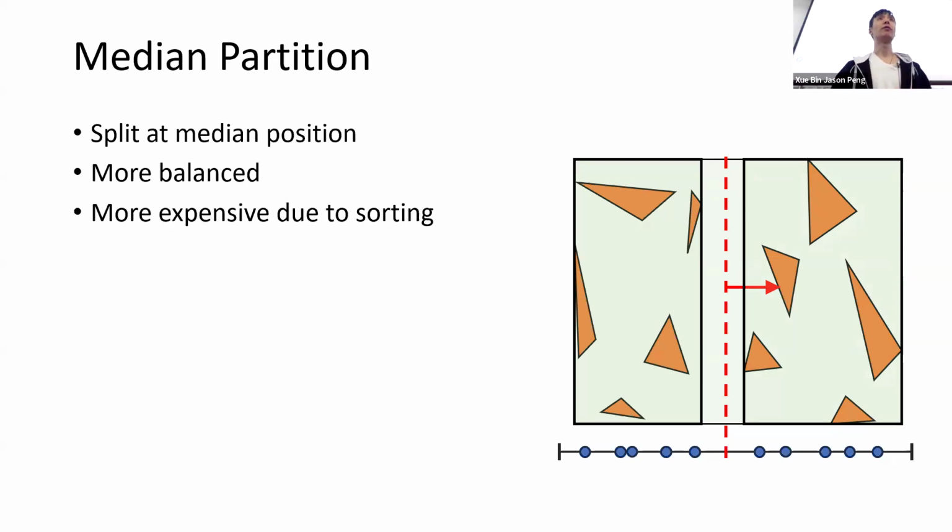One slight drawback with this median partitioning heuristic is that it's a little bit more expensive to implement. So in order to compute a partition, we might have to, let's say, sort all of the objects along some axis before we pick the median coordinate to partition the scene. So this is a little bit more expensive compared to the center partitioning heuristic, but it has the advantage of giving us more balanced partitions.